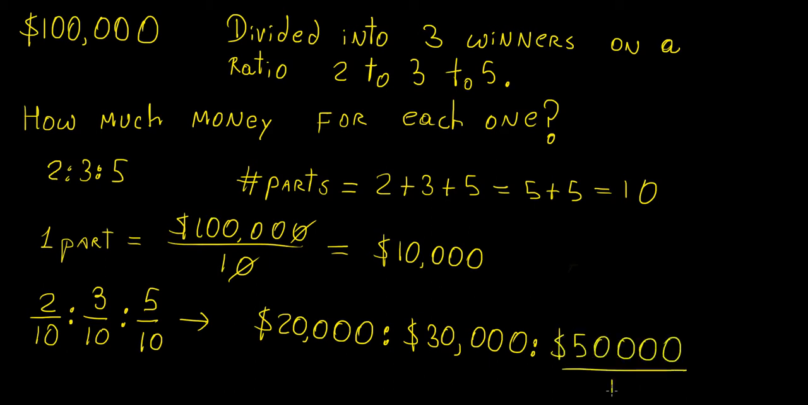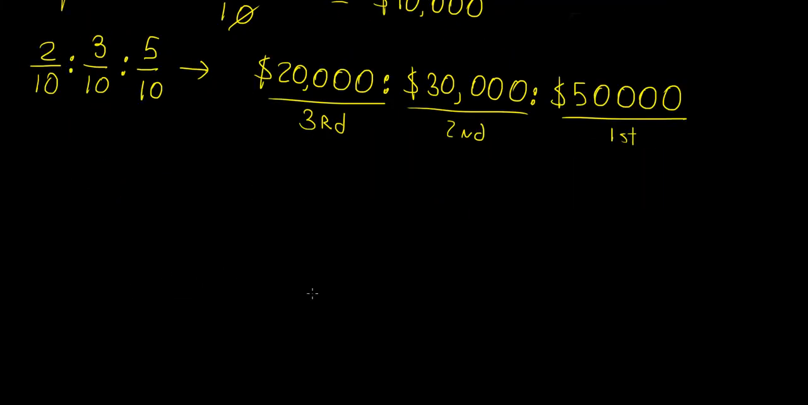So clearly this would be the first winner, this would be the second winner, and that would be the third one. The way we can check this is correct is by adding up all these numbers, and we should get back to 100,000. And that's indeed the case here. So we know this is the correct distribution of money for each of those winners based on this ratio. Let's do just another example to make sure that you understand the concept here.